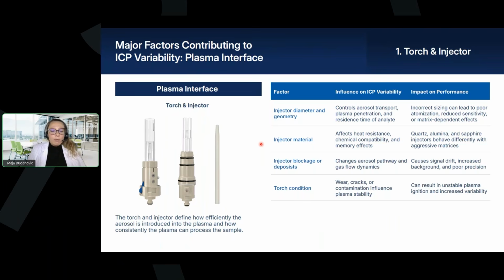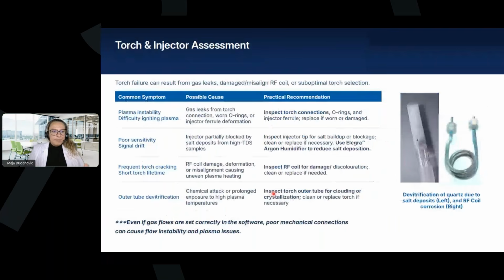And then we have, of course, the deposits or blockages that can happen inside the injector, and that can change the aerosol pathway and your gas flow, and it will cause signal drift, also higher backgrounds and poor precision. And the next is the torch condition, that is also equally important, but we will discuss that on the next slides. So torch failure can result from any gas leaks, damage, or misaligned RF coil.